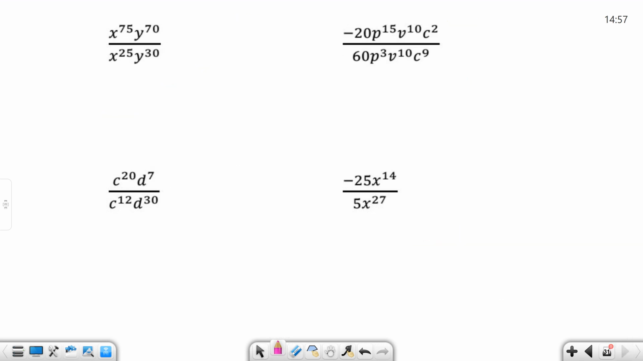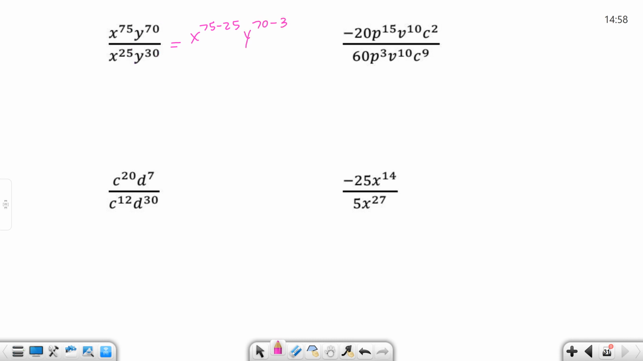All right, let's keep working some of these. Got 4 more here I want to do. So x to the 75th times y to the 70th over x to the 25th, y to the 30th. Again, 1 term over 1 term, but multiple factors, 2 factors in each one. So the x's, can I do anything with that? Yep. I can do x to the 75 minus 25, and that's in the top, right? Because 75 is bigger than 25, that's the numerator. And then here, y to the 70 minus 30.